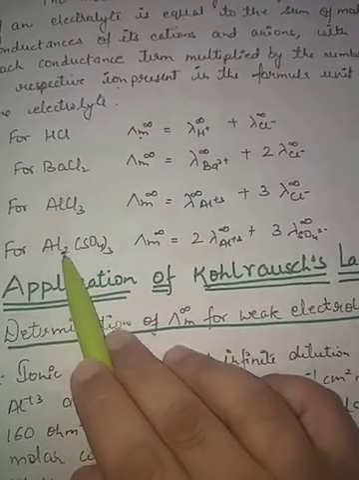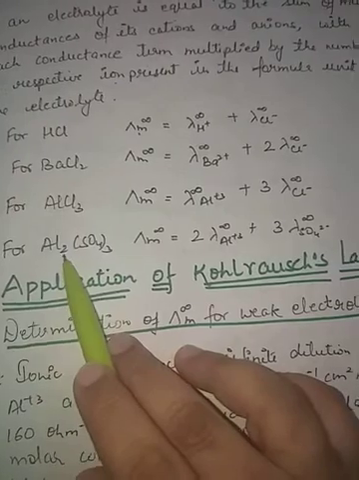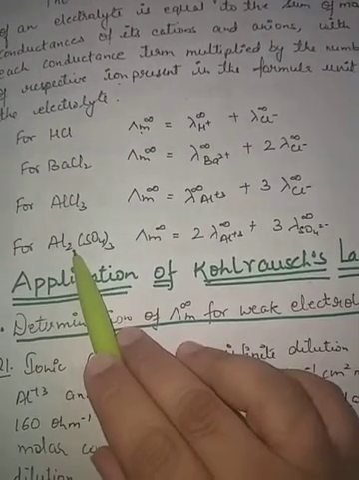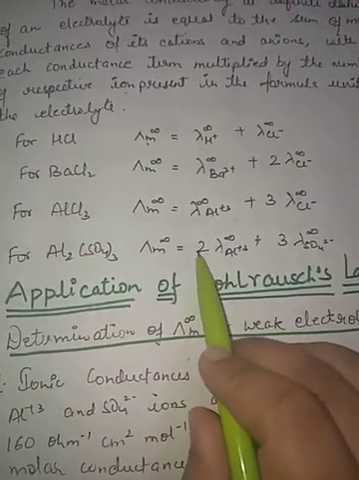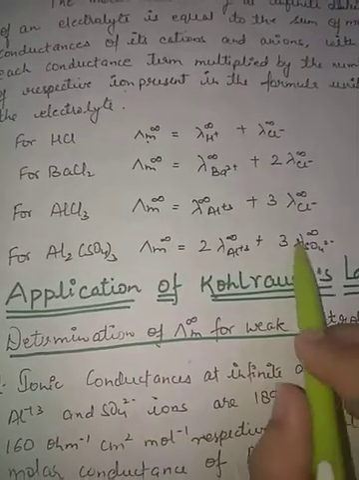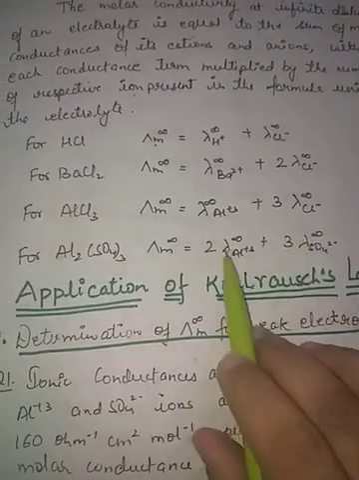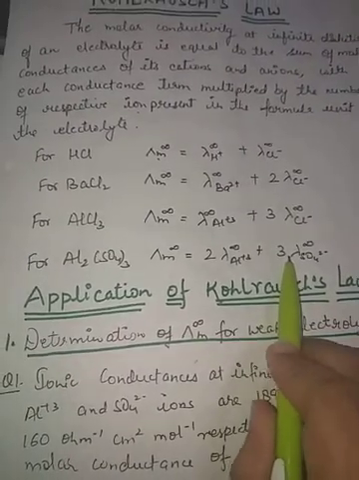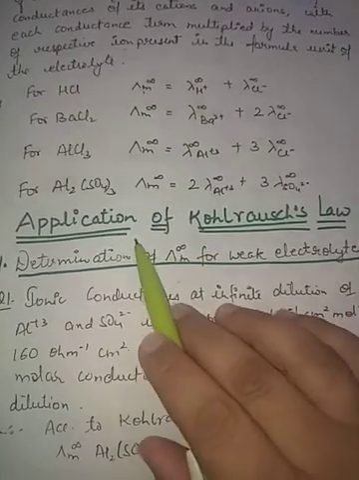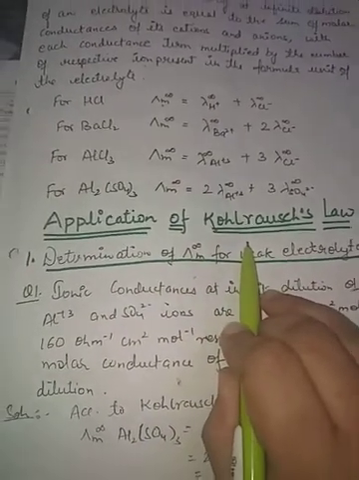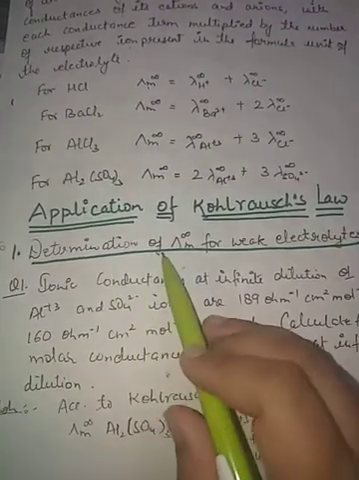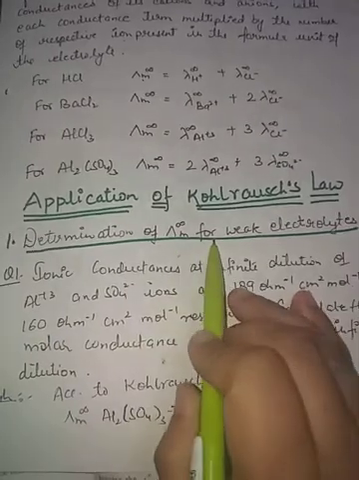Similarly, take this example of Al2(SO4)3. Here in this formula unit mass, two ions of aluminium are present. So we'll put 2 before the molar conductance of aluminium and 3 before the molar conductance of sulfate ion. Like this we'll write the molar conductances. Now the applications of Kohlrausch law we'll study. Today we'll study the first application only, and that is the determination of the molar conductance for weak electrolytes.